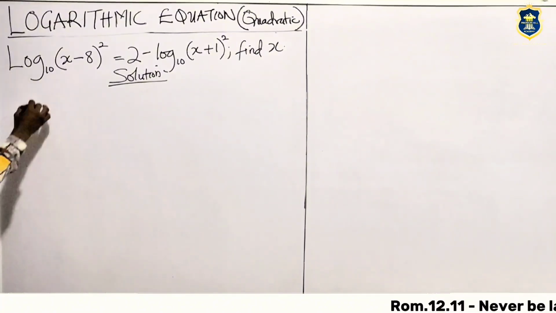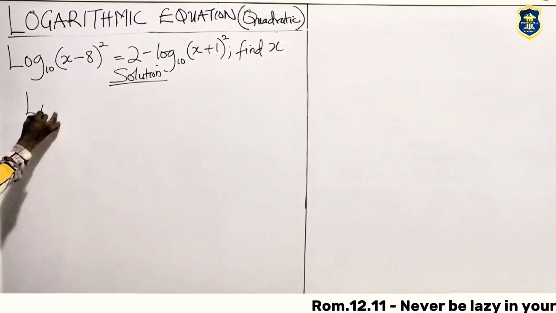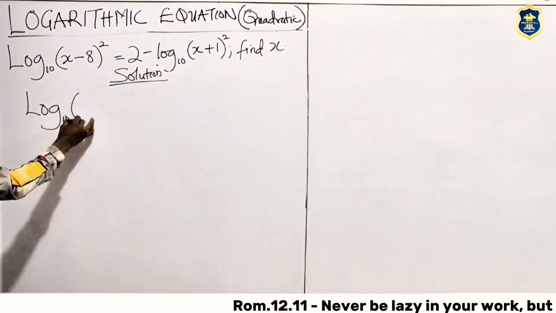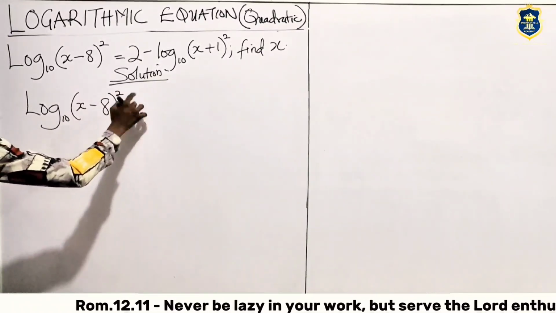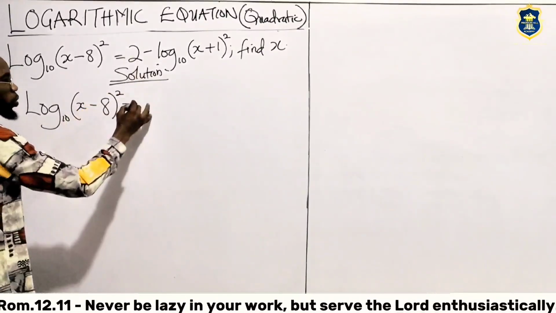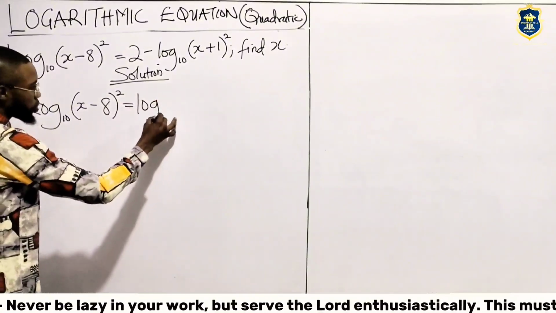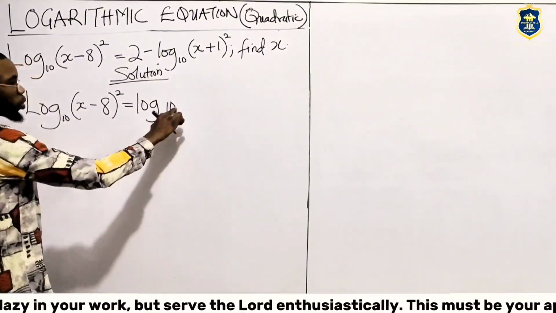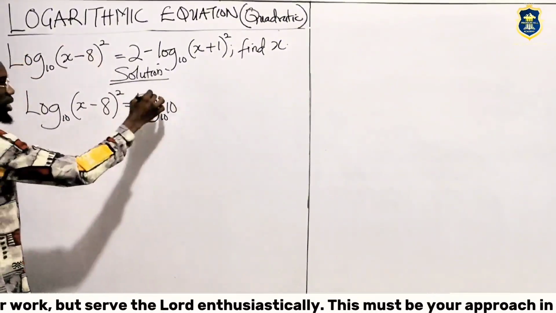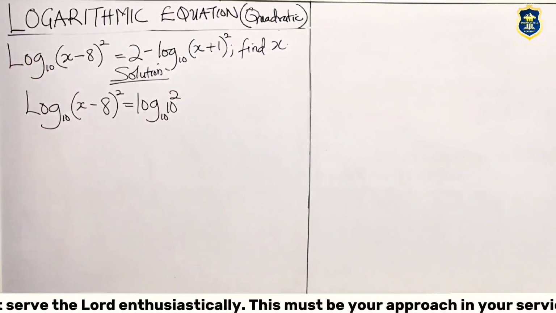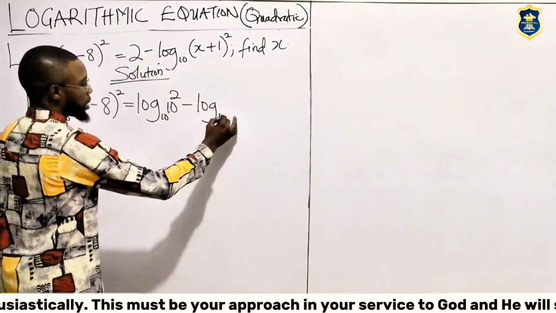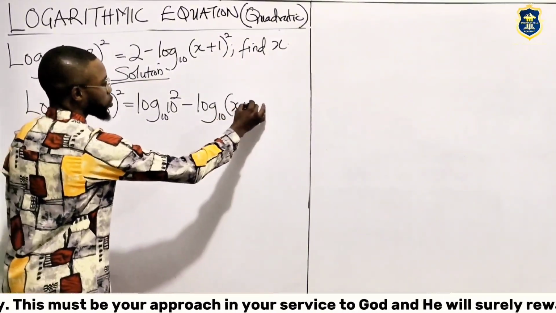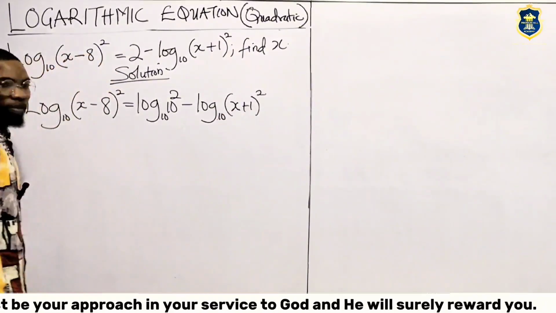So what we'll do with this is to apply that. Let's say we have log to the base 10 of (x minus 8) all raised to the power 2 equal to, for this what we do is to introduce log to base 10 of 10, because log to its own base is 1, and then we'll apply our 2 upstairs, right? That's what we've been doing. Minus log to the base 10 of what? (x plus 1) all raised to the power 2, right?